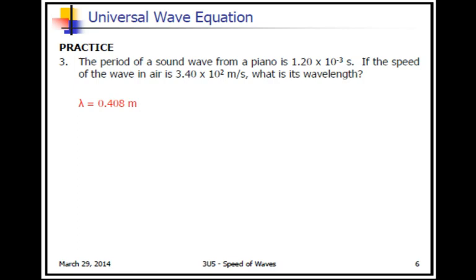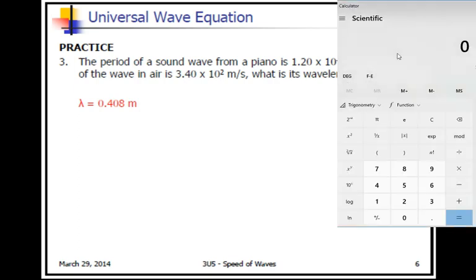So in this case, lambda, which is 340, that's our v, lambda equals this v times our T, which is 1.2 times 10 to the power of negative 3. Multiplying those together, we get 0.408 meters.